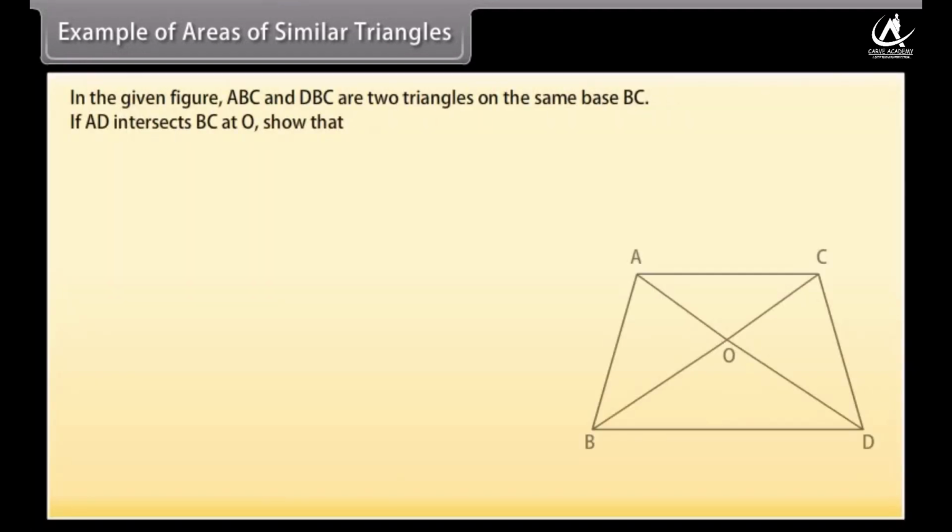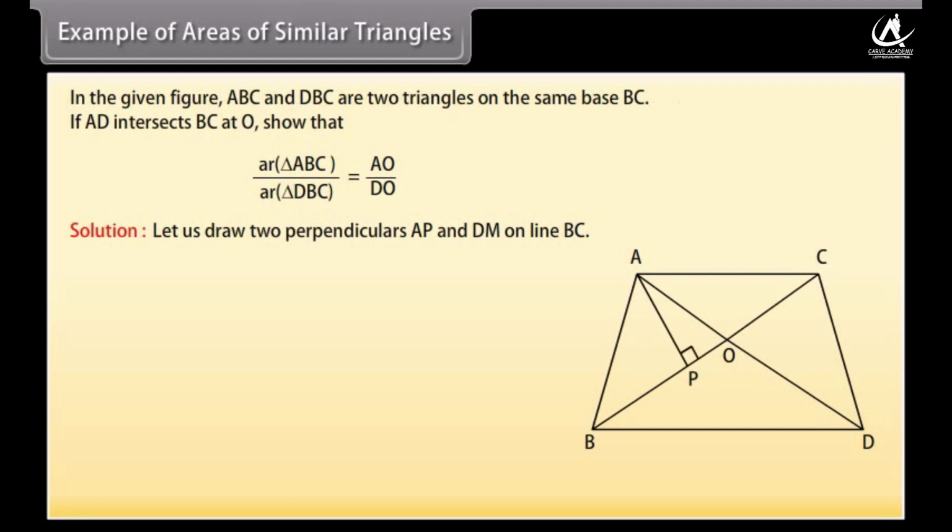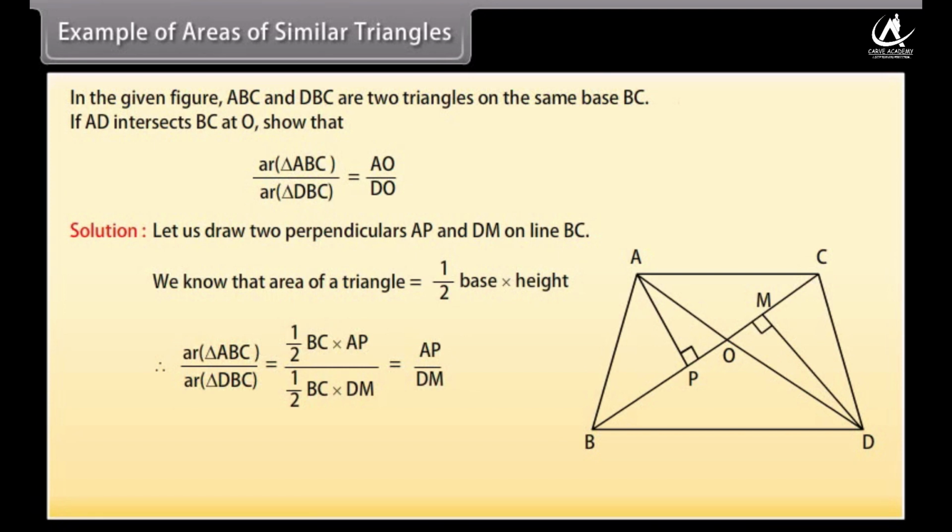Example. In the given figure, ABC and DBC are two triangles on the same base BC. If AD intersects BC at O, show that area of triangle ABC upon area of triangle DBC equals AO upon DO. Solution. Let us draw two perpendiculars AP and DM on line BC. We know that area of a triangle is equal to 1 by 2 into base into height. Therefore, area of triangle ABC upon area of triangle DBC is equal to AP upon DM.